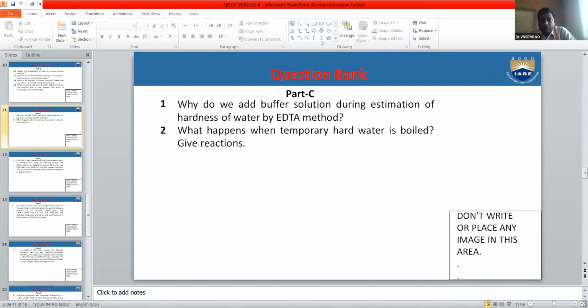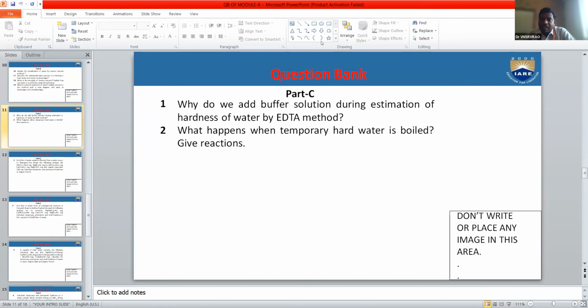Okay ma. Next, what happens when temporary hard water is boiled? Give reactions. I think all of you know temporary hardness is removed by which process? Boiling of the hard water. Okay ma, what are the salts that cause temporary hardness? Carbonates, bicarbonates of calcium and magnesium. Okay ma, very good. Calcium bicarbonate and magnesium bicarbonate are examples of temporary hardness causing salts.